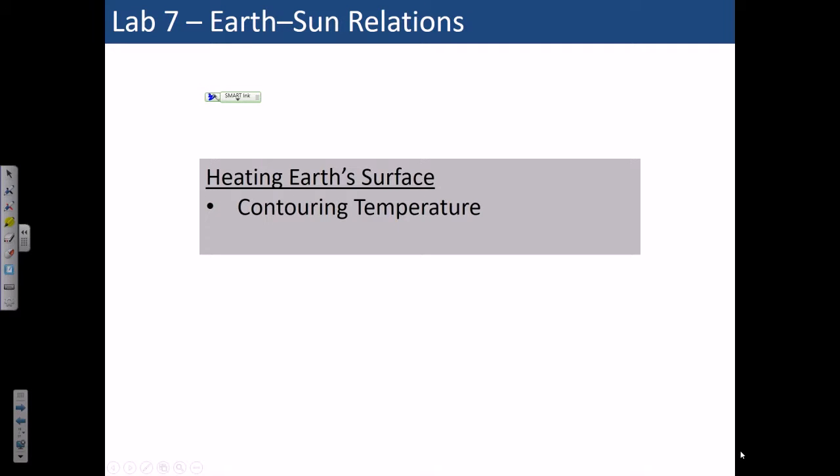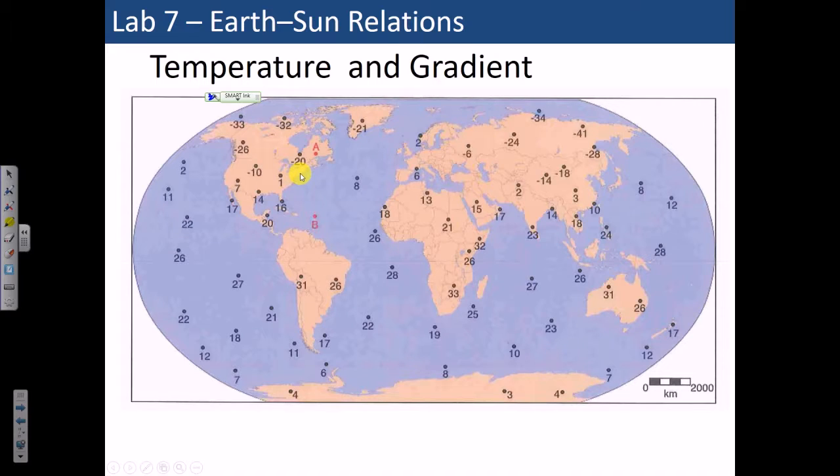Hello and welcome back to our last segment on Lab 7 Earth Sun relations. We're just simply going to talk about contouring and looking at how those contours vary over the surface of the Earth. This is page 83 in your lab book, so you'll want to take a look at this contour map. And if you have been having trouble completing the contours, I'm going to do a few with you here.